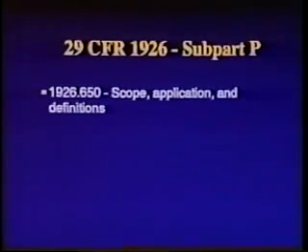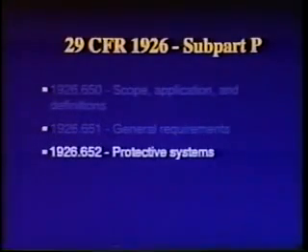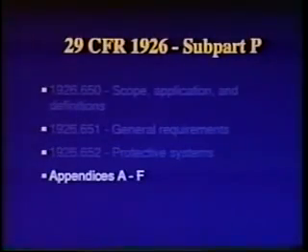OSHA's Excavation Standard is contained in its Code of Federal Regulations for the Construction Industry, 29 CFR, Part 1926. The standards found in Subpart P consist of 3 sections. Section 1926.650 contains the scope, application, and definitions applicable to Subpart P. Section 1926.651 contains general requirements, and Section 1926.652 contains requirements for protective systems. There are also 6 appendices, A through F.